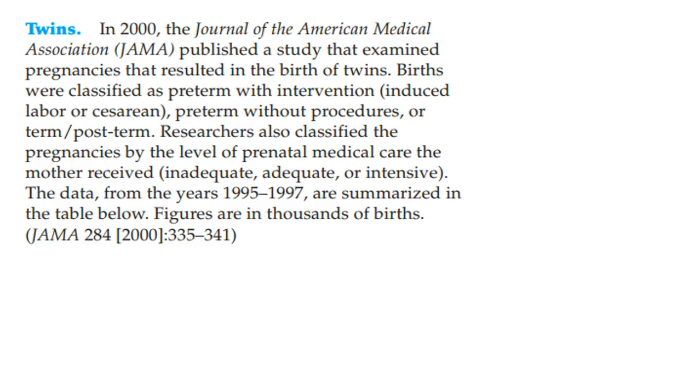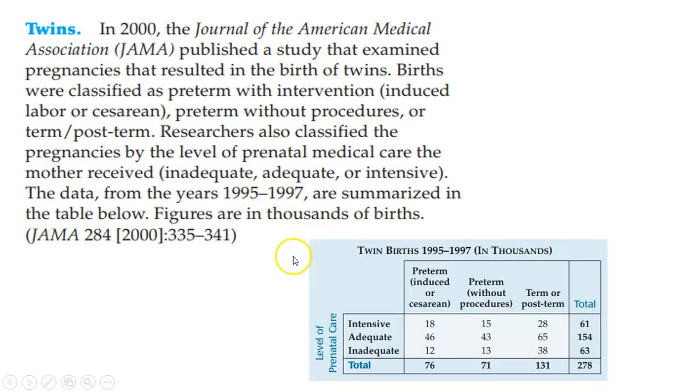In the year 2000, a journal published a study that examined pregnancies that resulted in births of twins. Births were classified as preterm with intervention, preterm without procedures, or postterm. Researchers also classified pregnancies by the level of prenatal medical care that the mother received: was it adequate, inadequate, intensive? The data from the years 95 to 97 are summarized in the table. All right, so here we go.